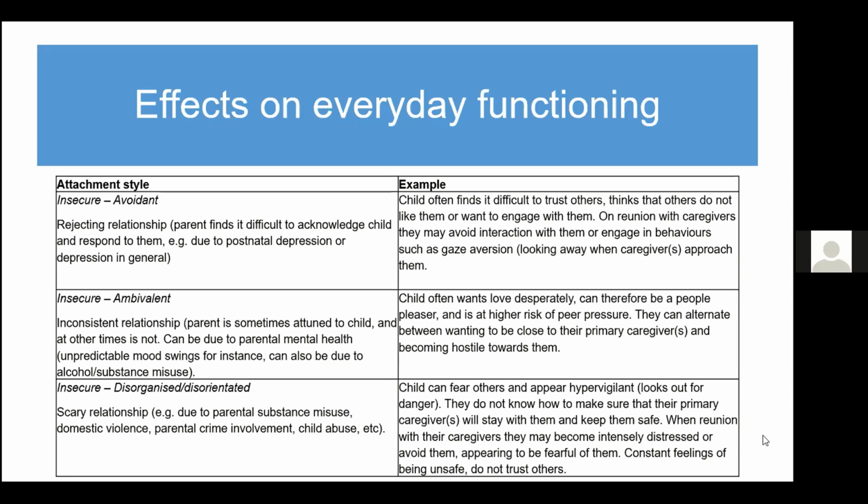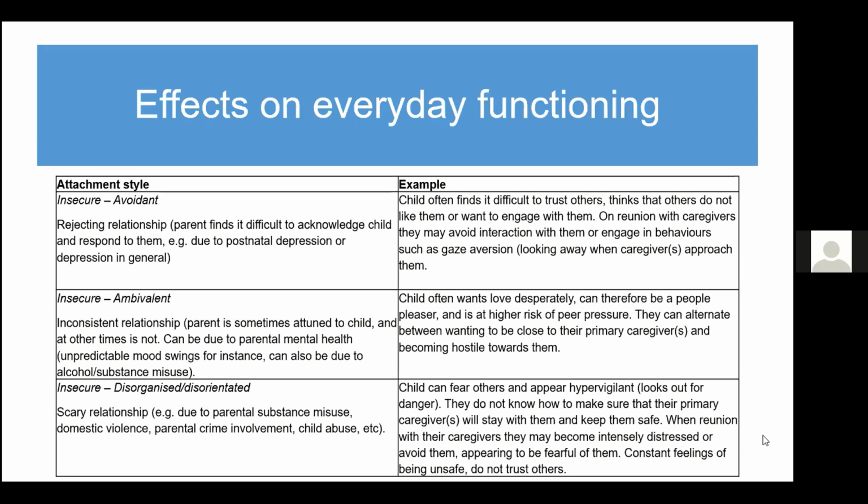Those children that are insecure ambivalent or resistant have that inconsistent relationship where the parent is sometimes in tune with their child and at other times they're not. And again, that can be due to parental mental health, and those unpredictable mood swings, to substance misuse, to a number of other factors. And these children often want that love really desperately, and they're often those people pleasers. They're at much greater risk of peer pressure because they just want to be accepted and to belong, and they can alternate between wanting to be really close to their primary caregiver and then becoming quite hostile towards them because they're just reflecting that inconsistency and that unpredictability.